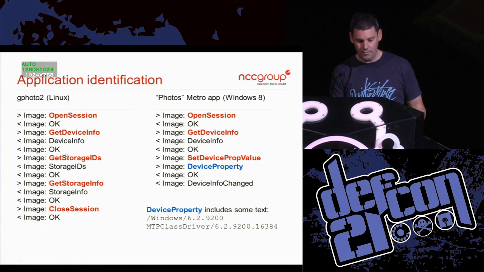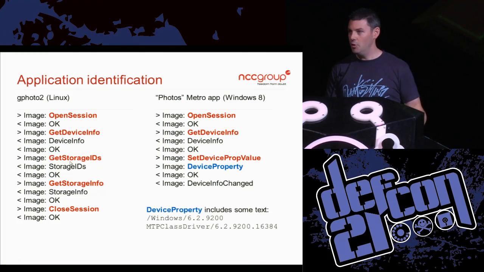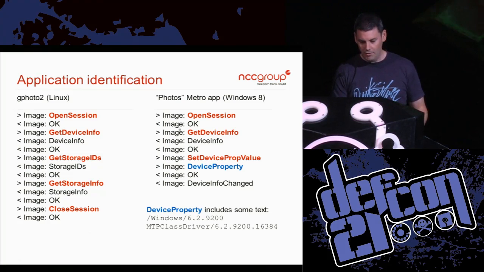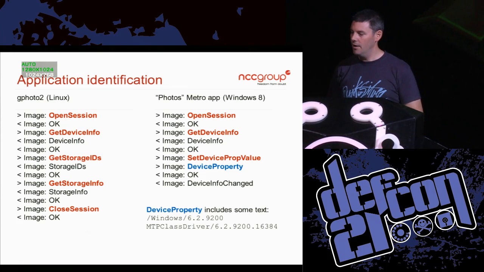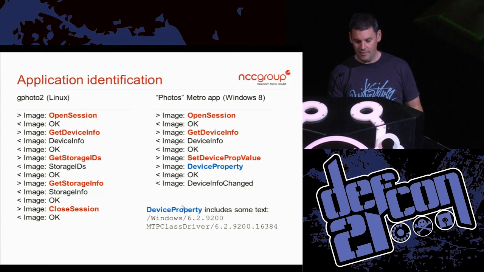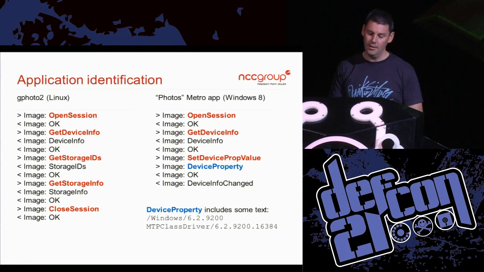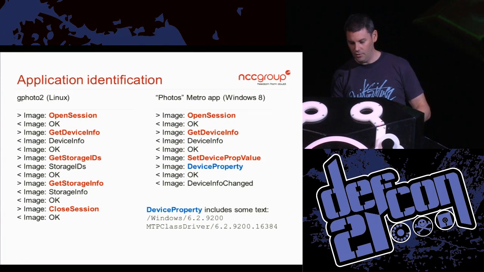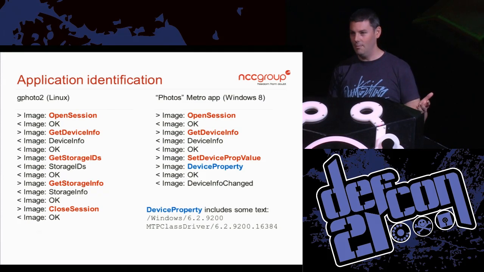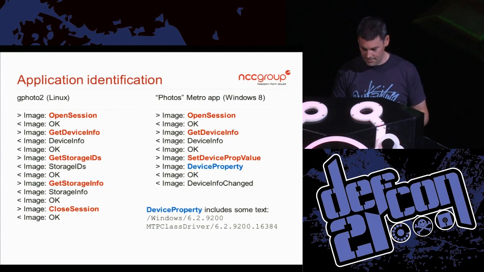On Linux, you've got all these different requests and replies in the class-specific data after the enumeration has occurred. Whereas on Windows 8, you've got completely different commands. What Windows 8 actually tries to do is modify the property of one of those images. And within that device property request, there's a whole bunch of text with very specific information about the version of the OS, i.e., Windows 6.2.9200, which is basically the latest version of Windows 8.